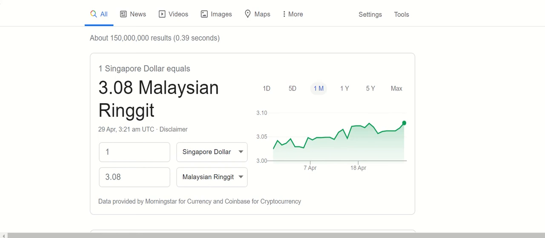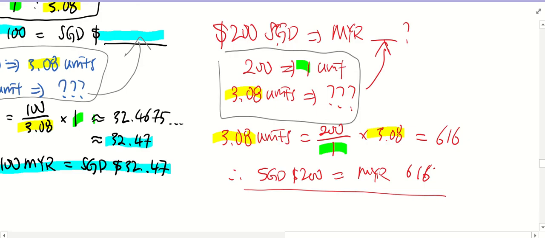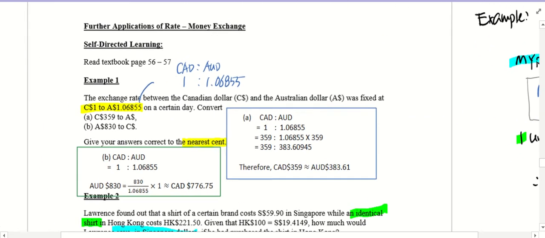So generally 3.0 something is considered pretty high, but if let's say one fine day the exchange rate goes to 1 Sing dollar is to, for instance, 3.20 ringgit, then you know that this is the time for you to change to ringgit, because I can get more ringgit out of every Sing dollar. So you can spend more over there with the same amount of money that you have. Okay, so this is the concept of currency exchange. Let's go straight into the questions.